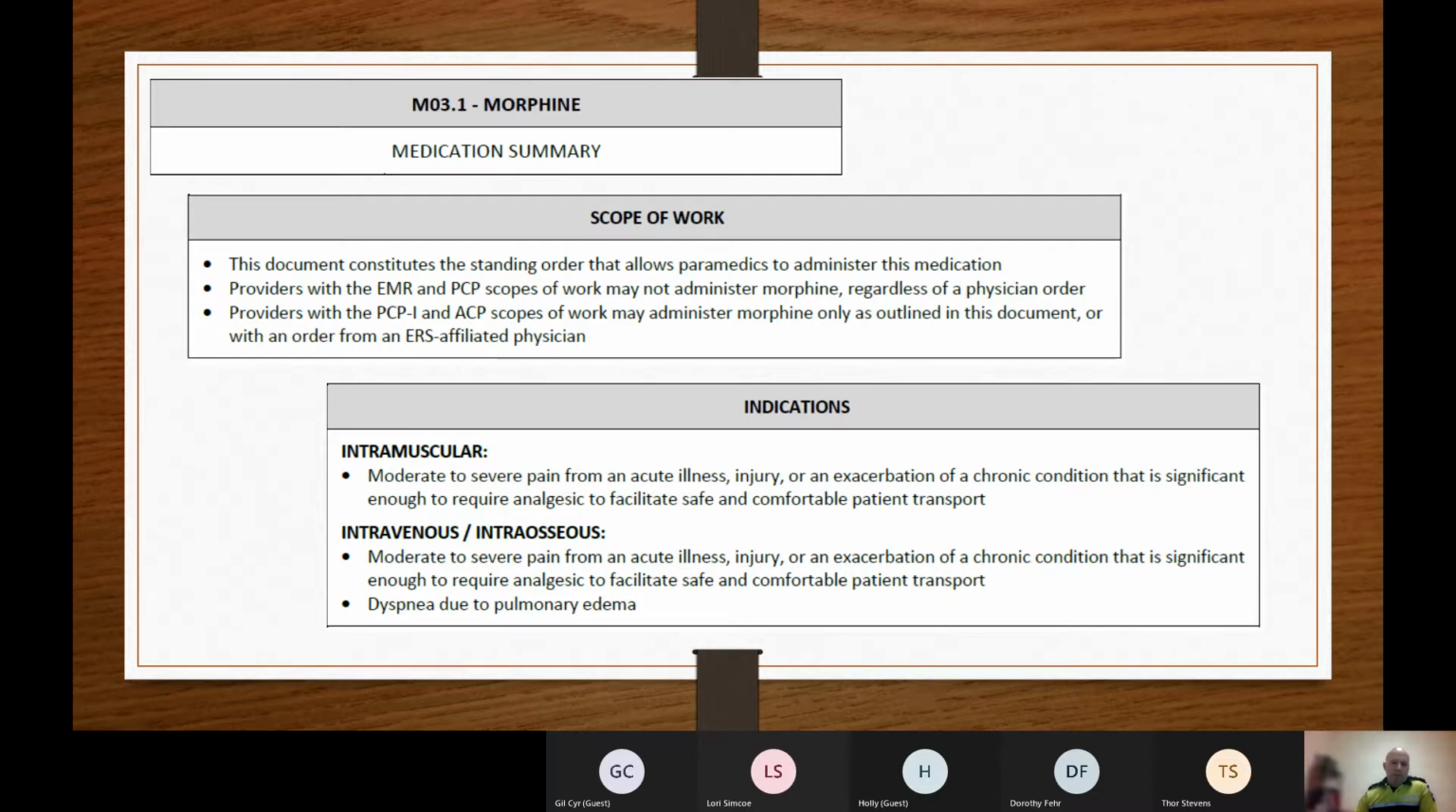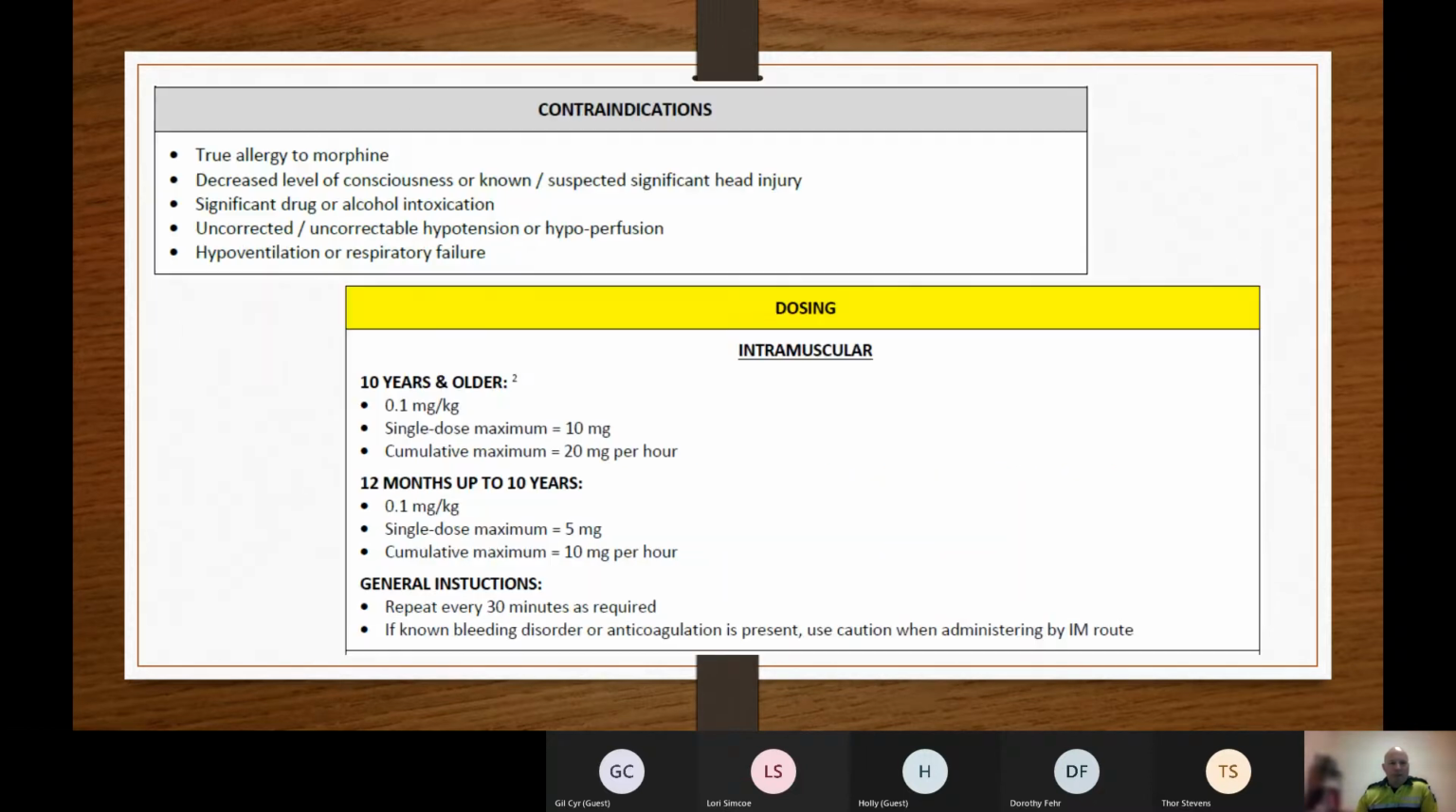So when it comes to morphine, this is basically for PCPIs or ACPs. So indications. We want to give, basically it's for pain control, long story short. So contraindications, again, like everything else, if they're allergic to it, decreased LOC, significant head injury, significant drug alcohol intoxication. So basically we're looking at the same things as fentanyl.